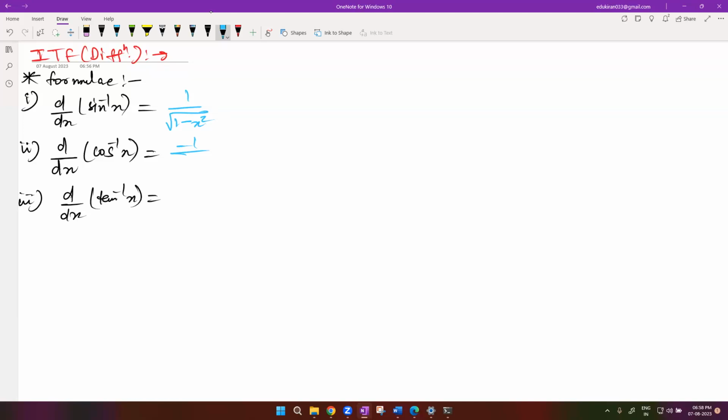Sin inverse x is 1 upon root over 1 minus x square. Similarly, cos inverse x will be minus times of this. And then tan inverse x is 1 by 1 plus x square. Although we know that there are 3 more trigonometric functions, and the differentiation of them will also be simple to understand.